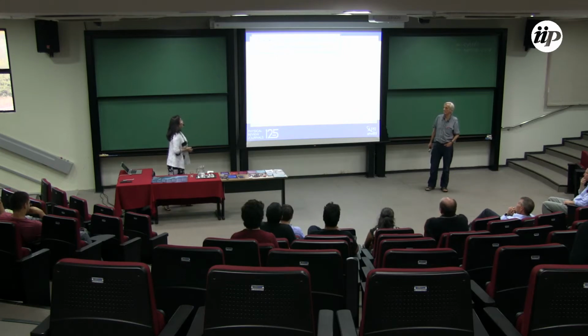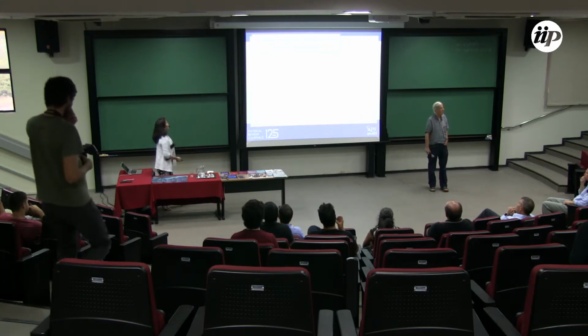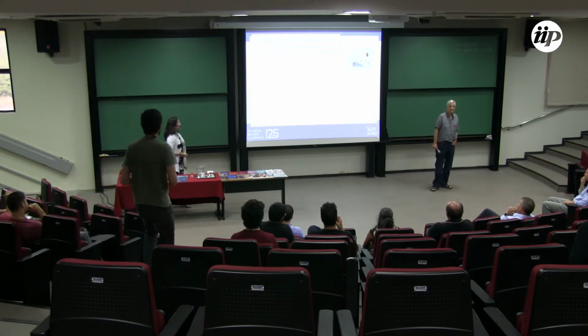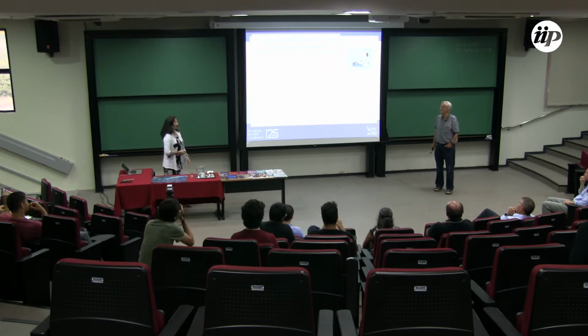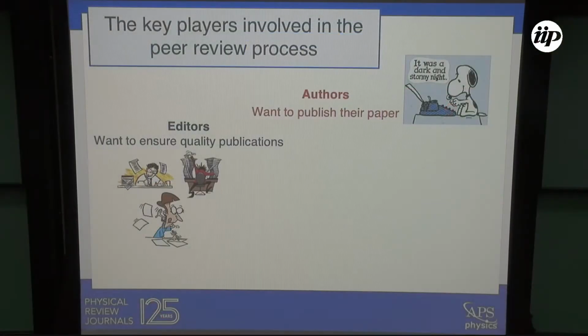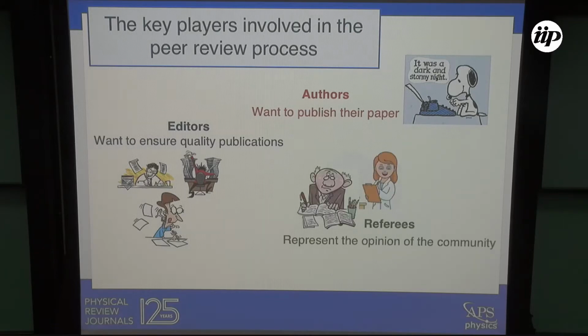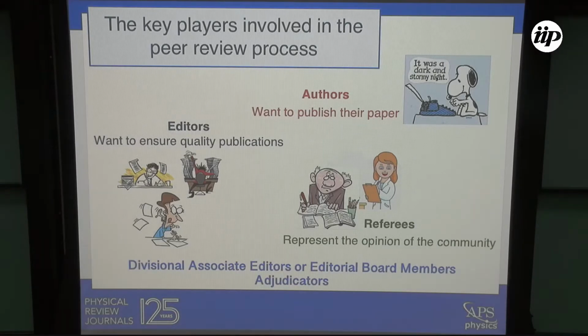So the key players in the peer review process. Who are the key players? Obviously, we have the authors who want to publish their paper. We have the editors who want to ensure quality publications. We have the referees who represent the opinion of the community and review the paper for us. And then we have divisional associate editors and editorial board members who are adjudicators. We'll go more into that a little bit later.